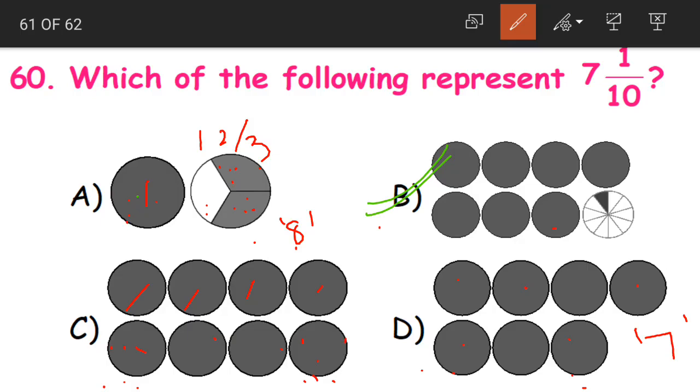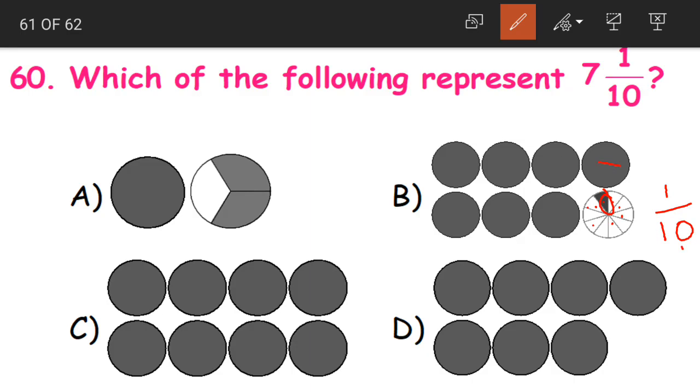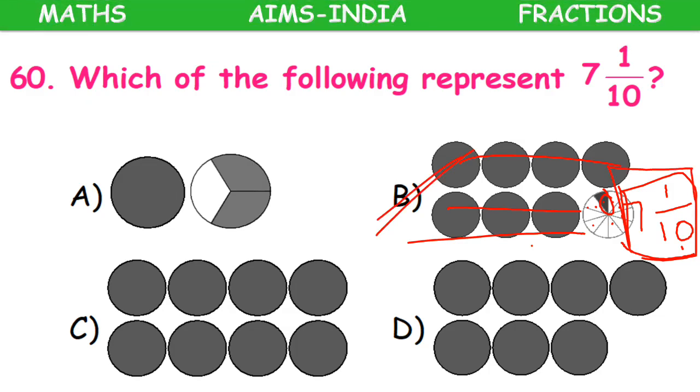Now, only option B here. See, 1, 2, 3, 4, 5, 6, 7. We are having 7 fully shaded circles. And then the 8th one is divided into 10 parts, out of which only one part is shaded. So that becomes 1 by 10, and these fully shaded circles are 7. So this diagram represents the mixed fraction 7 1 by 10. Option B is our correct answer.